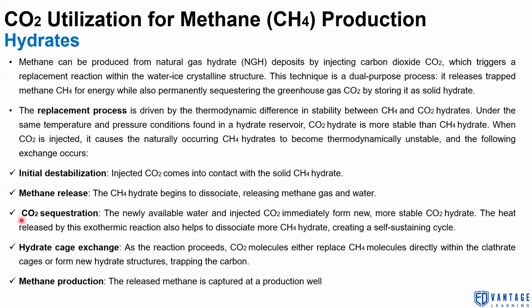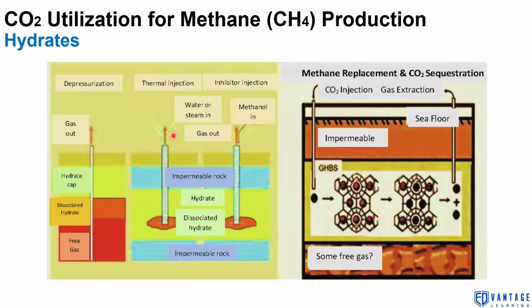And then this will enhance CO2 sequestration, because new available water and injected CO2 immediately form new, more stable CO2 hydrate. And then comes hydrate cage exchange and methane production. So this is how we try to inject CO2 and try to destabilize hydrate and then produce methane through the seafloor, right? So generally hydrates are very stable in permafrost regions, which are permanently frozen, right? Maybe below the seabed where we have hydrate deposits. So we try to inject CO2 there and then produce methane from them.